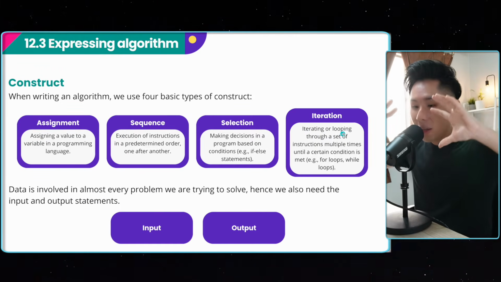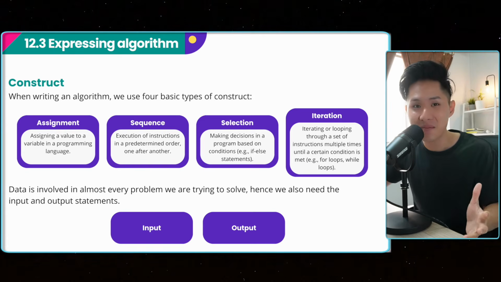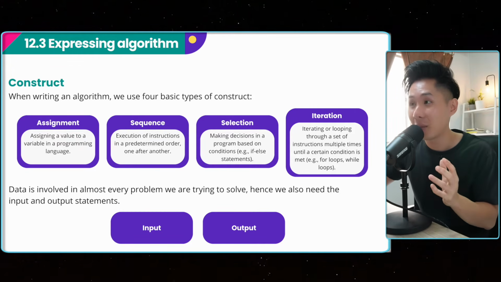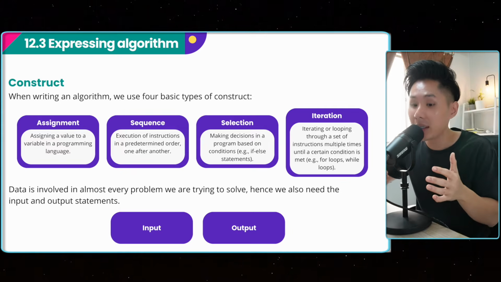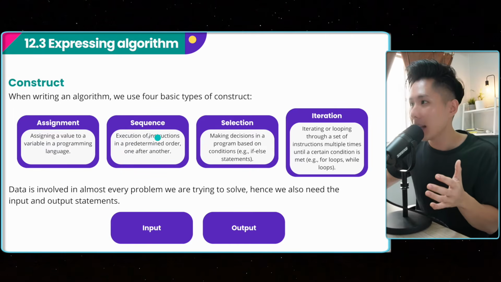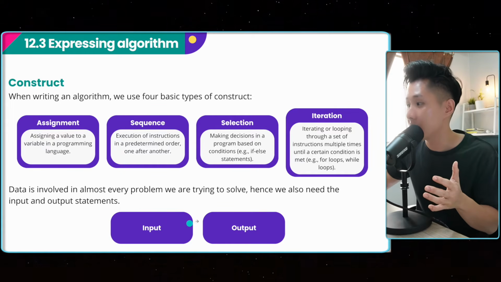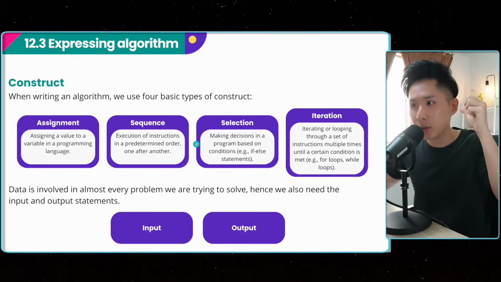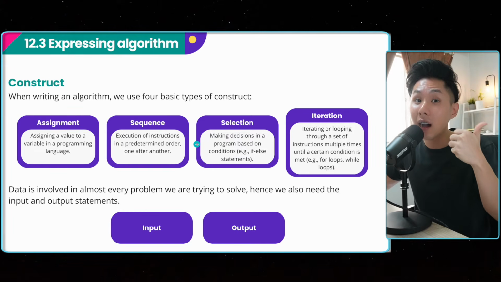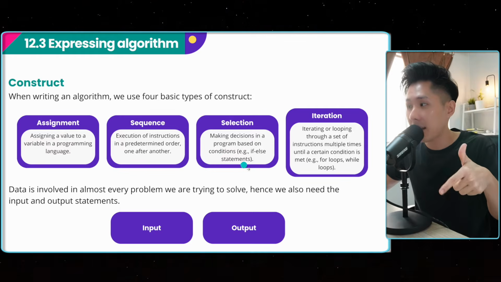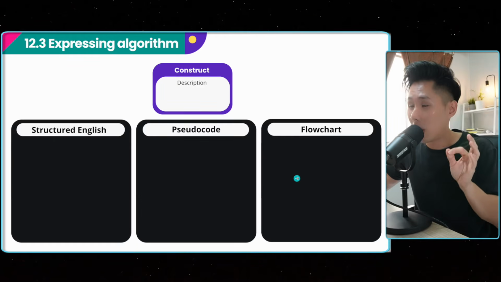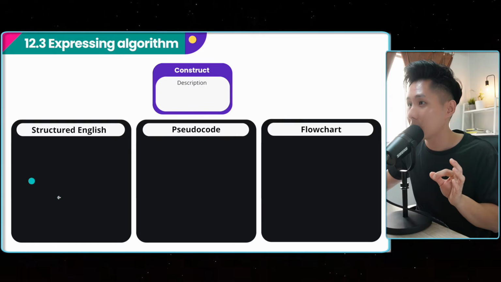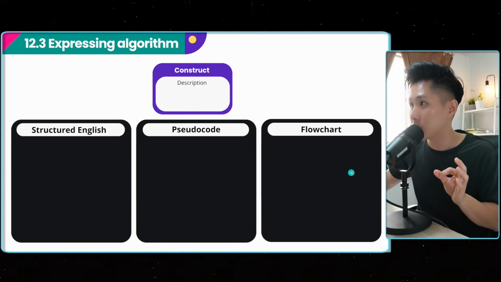So now we know how to express an algorithm, but we also need to understand what the constructs are that we need when writing an algorithm. Assignment, sequence, selection, iteration, input, and output. For each of these constructs, we'll learn how to use them in pseudocode and how to use them in a flowchart. So let's go through them one by one. This is what I'm going to do: construct, description, how to write it in structured English, pseudocode, and flowchart.